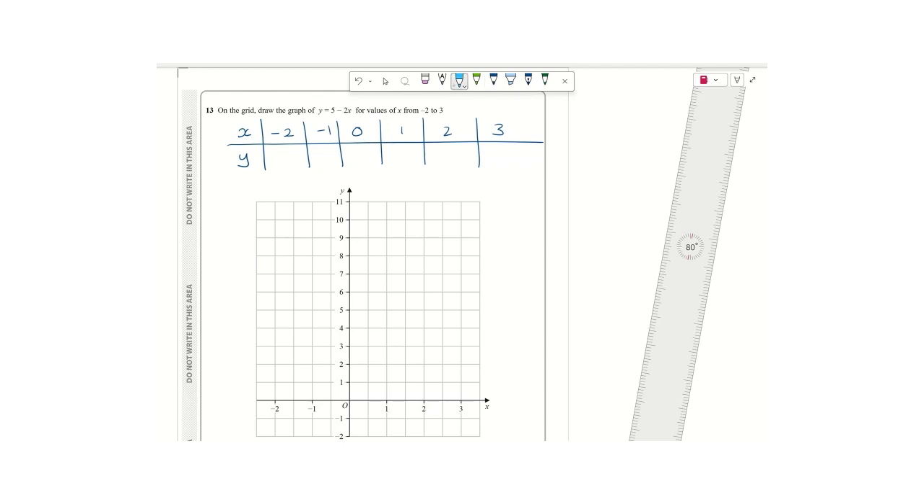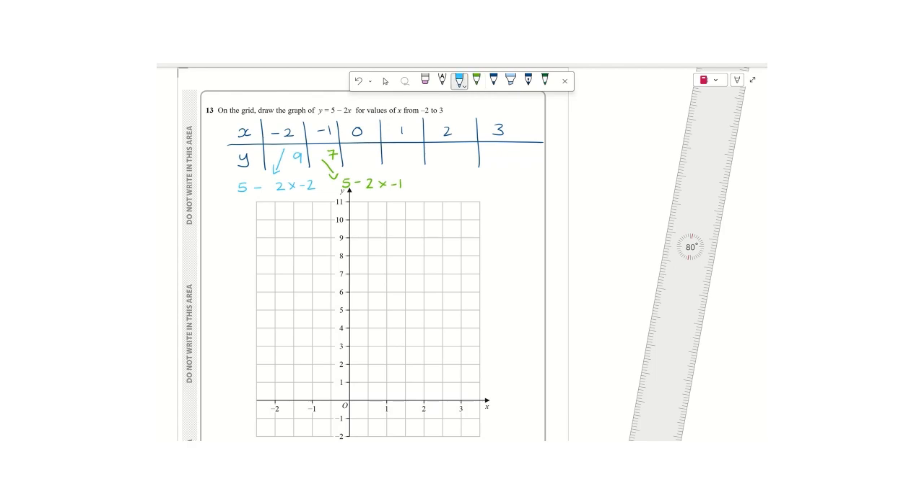So here, in my calculator, I'm going to do 5 take away 2 times minus 2. And I've got to just be careful with my negatives there. As long as I do that, that'll be fine. And I'll get an answer of 9. And then for this one, I'm going to do 5 minus 2 times minus 1, which will give me 7.